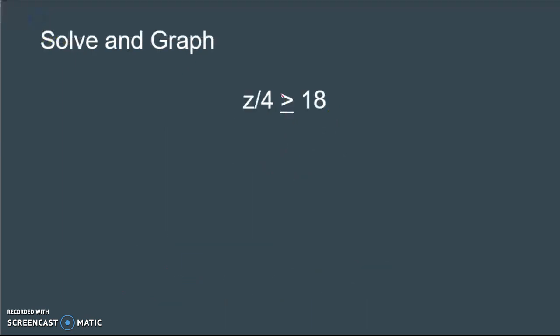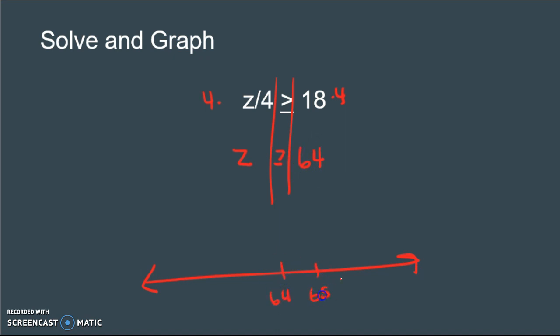All right, so for this one, multiply by 4 here. z is greater than or equal to 18 times 4, which is 72, I believe. So 72, 73, 74, 71, 70, closed dot, and I'm going to go to the right because it's greater than.